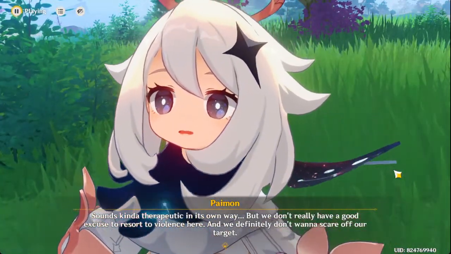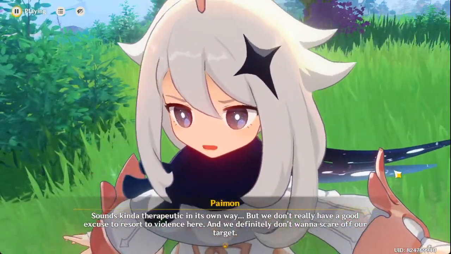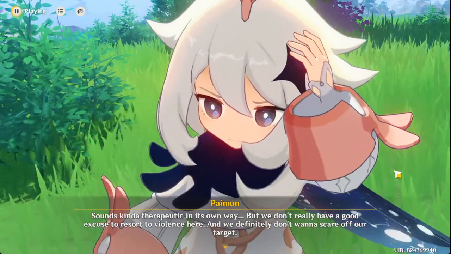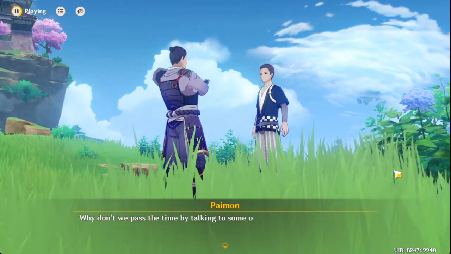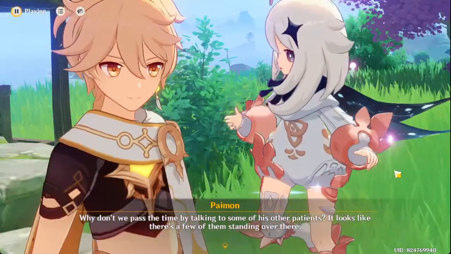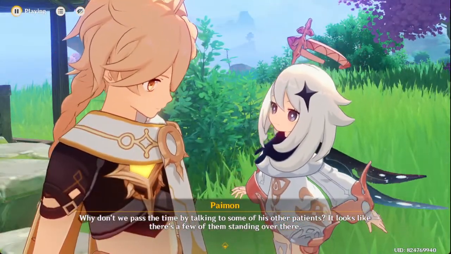We don't really have a good excuse to resort to violence here, and we definitely don't want to scare off our target. Why don't we pass the time by talking to some of his other patients? It looks like there's a few of them standing over there.